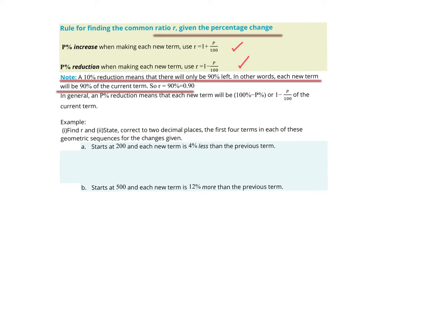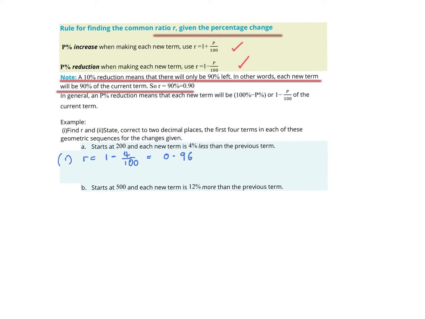So 1, we're going to find R, and 2, we're going to state, correct to 2 decimal places, the first 4 terms in each of the following. Let's see what information we've got. Well, we're looking for R in part 1. We know R is equal to, now we can see that it starts at 100 and each new term is 4% less. So our R is going to be 1 minus P on 100, or 1 minus 4 on 100. And when we work that out, that gives us 0.96.